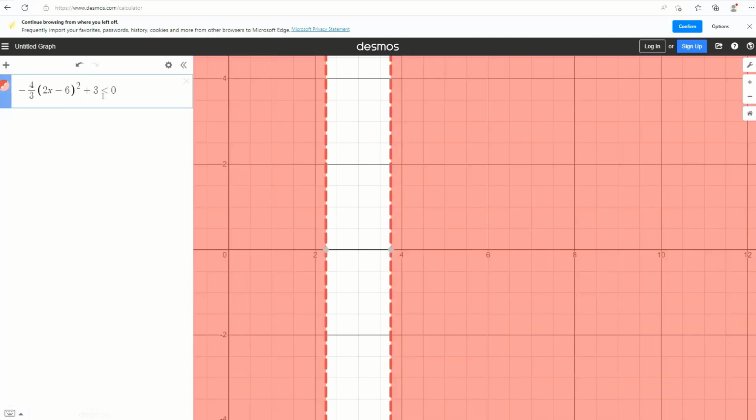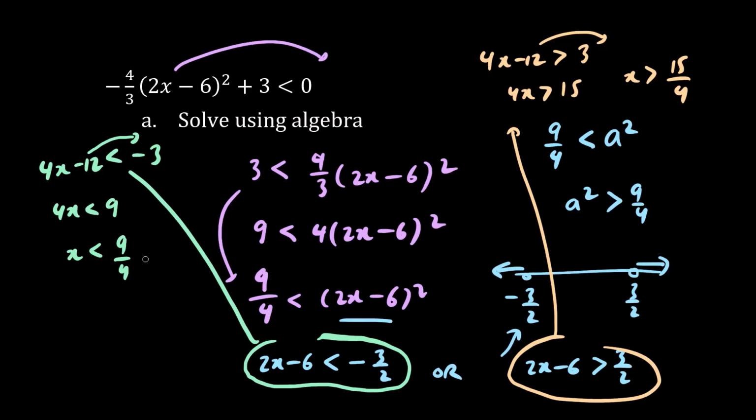We now write the actual question as the quadratic is less than 0, and Desmos immediately shades in all the possible values towards the left of this critical value and also to the right. Same answer. So the possible values of x is when it's less than or equal to 9 over 4 or greater than 15 over 4.